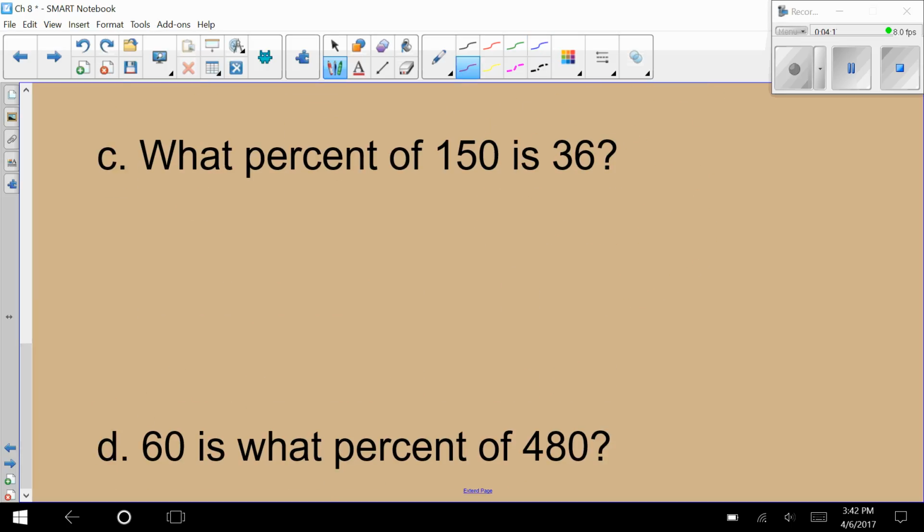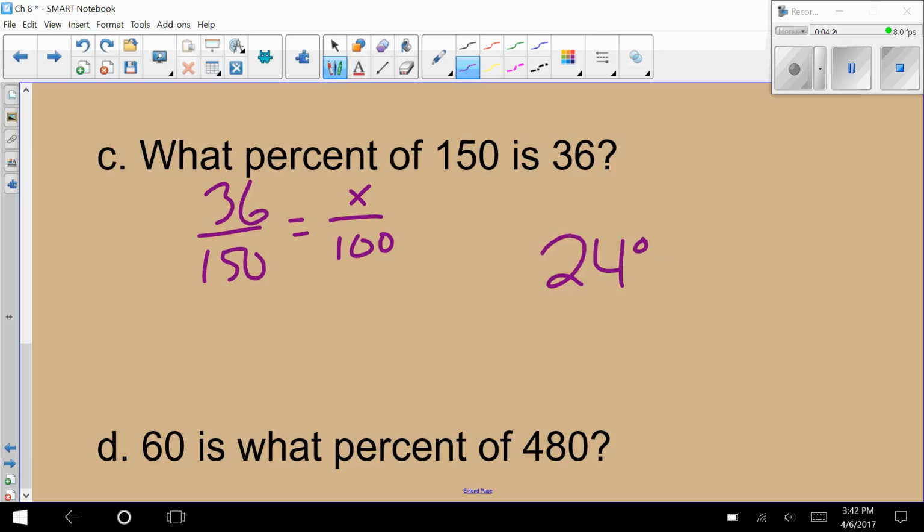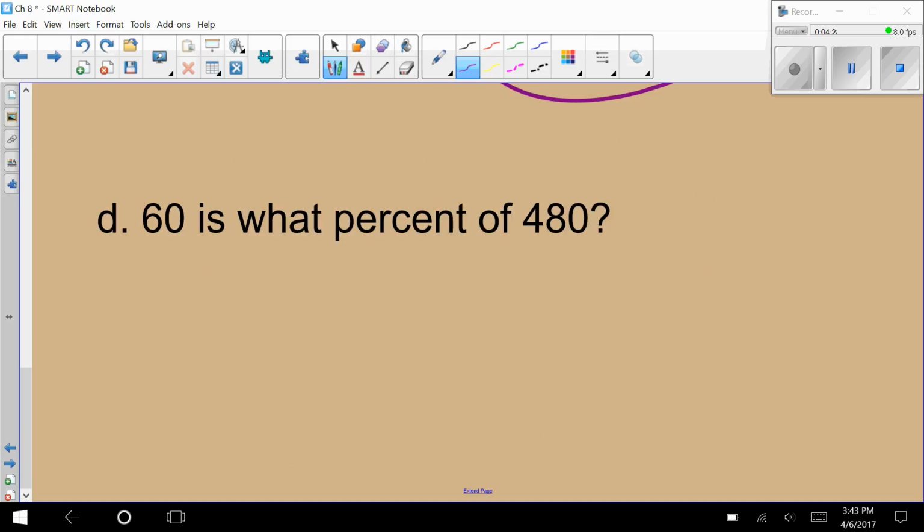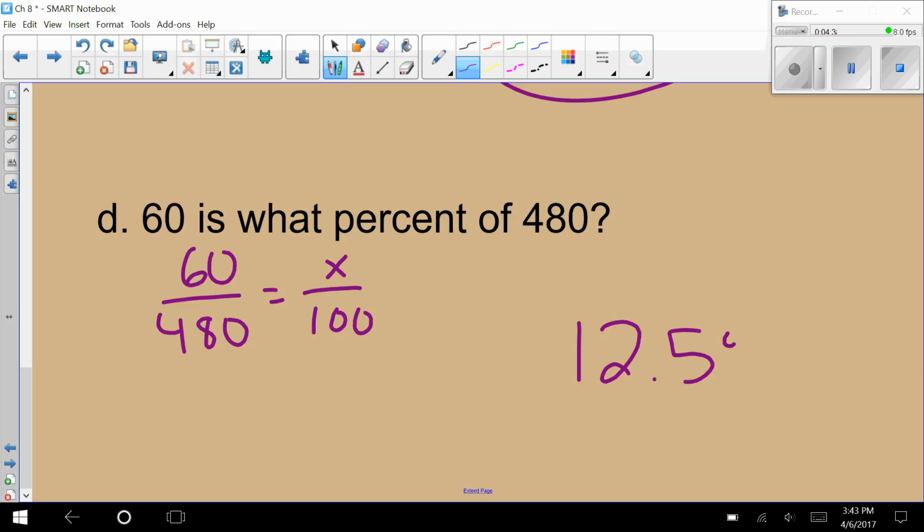All right, for C, we will do 36 over 150 equals x over 100. And when you solve, you will get 24%. And for the last one, we will do 60 over 480 equals x over 100. And x will end up equaling 12.5%.